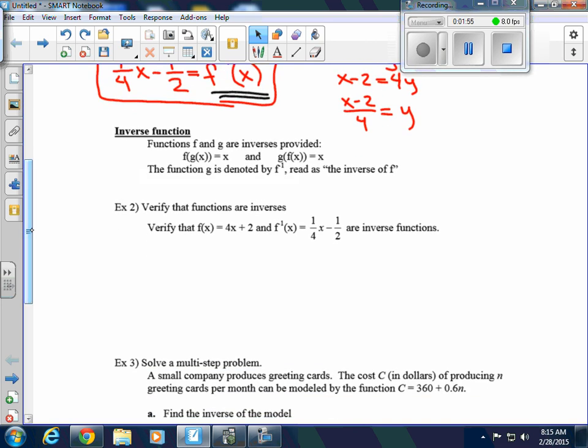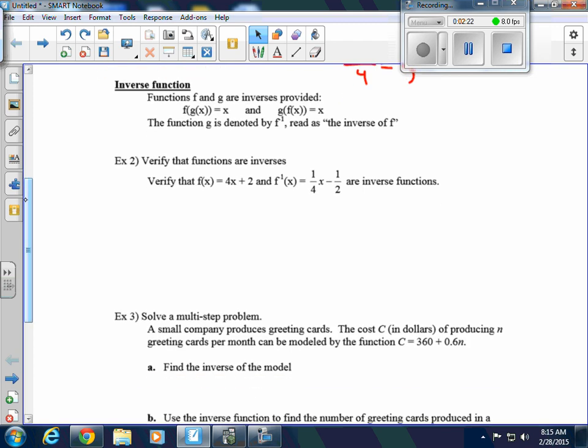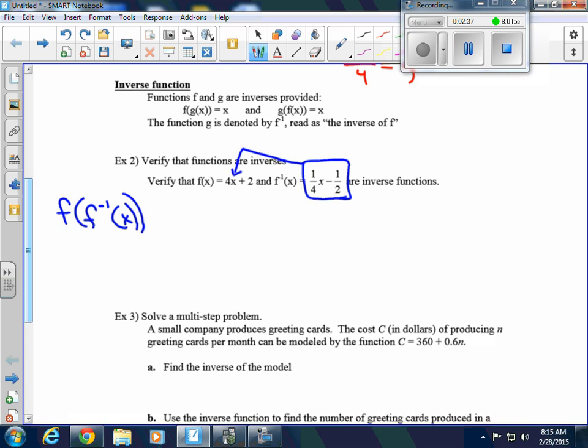So for the inverse function, f and g are inverses provided that f of g of x equals x and g of f of x equals x. Now the function g is denoted by f inverse, which is read the inverse of f. Now you can't really see it on there, but that should be f with that little negative 1 again. So we want to verify that these are in fact inverses. So what we're going to do is find f of f inverse of x. And remember, we're going to take the inverse function, because that's the inside one, and we're going to put it into the other function, because that's the outside one.